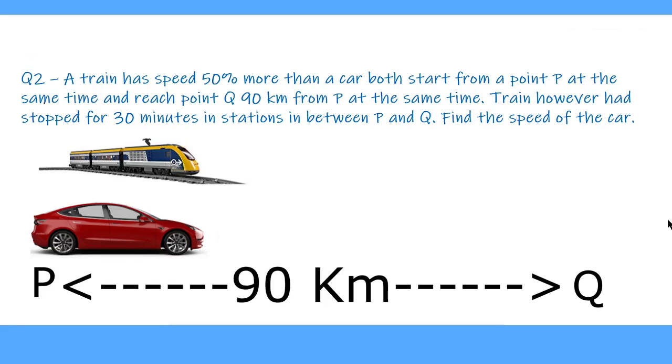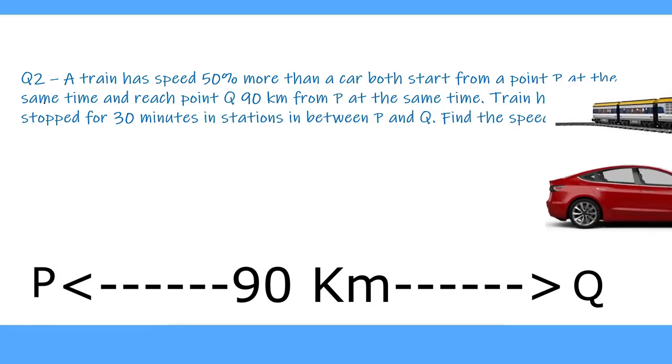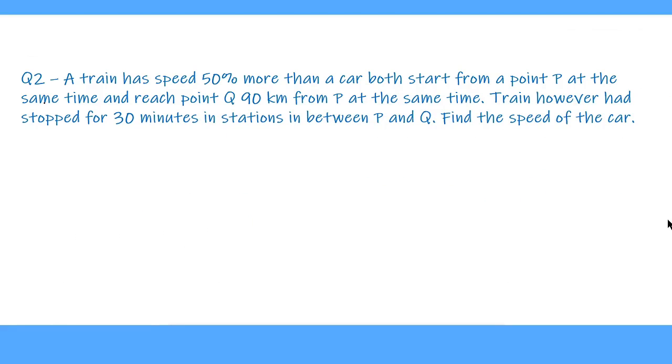We go to the second question. A train has speed 50% more than a car. Both start from a point P at the same time and reach the point Q, 90 kilometers from P, at the same time. The train, however, had stopped for 30 minutes at stations in between P and Q. Find the speed of the car.